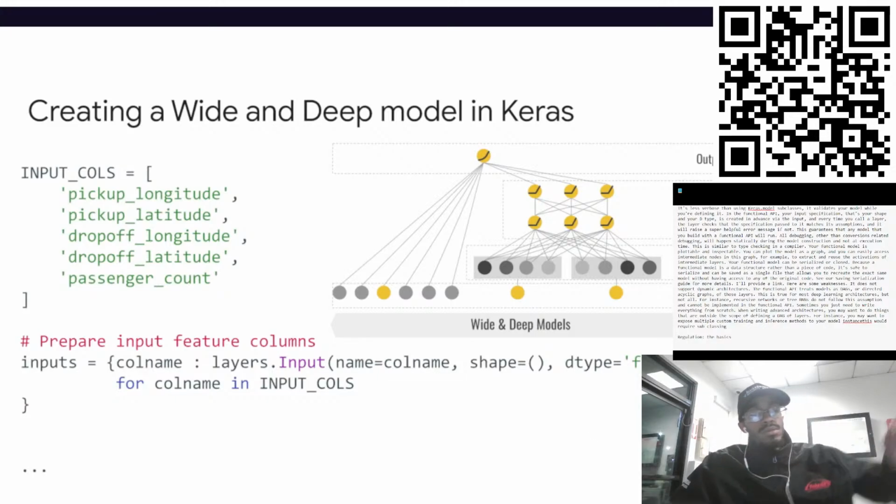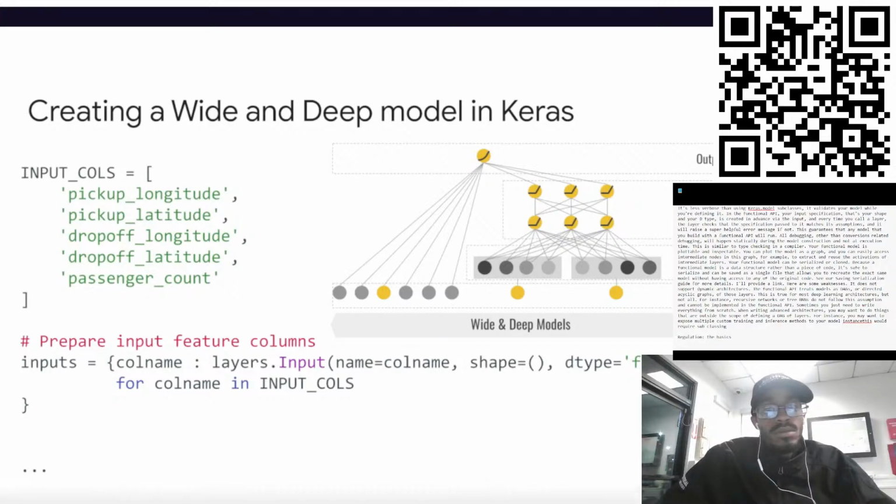Okay, so we're going to start by setting up the input layer for the model, using the features of the model data. For this example, we're going to be using the pickup and drop off latitude and longitude, as well as the number of passengers to try to predict the taxi cab fare for a given ride. These inputs will be fed to the wide and deep portions of the model.